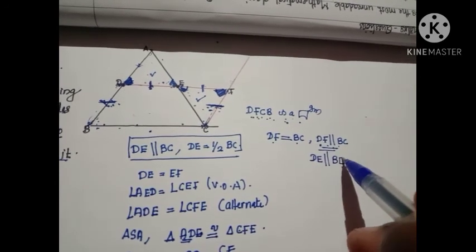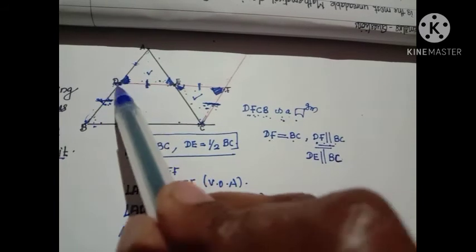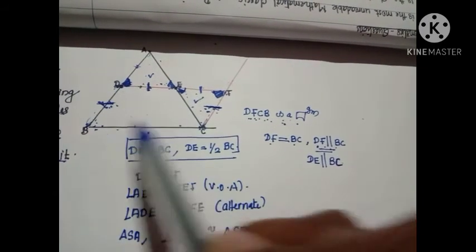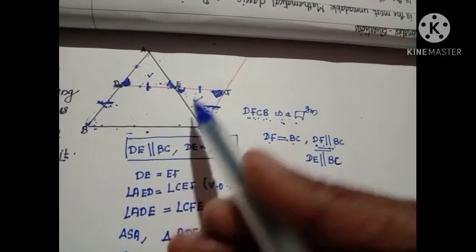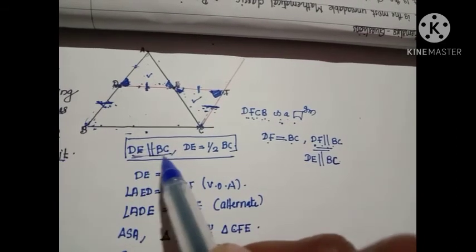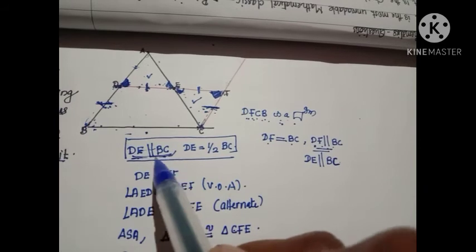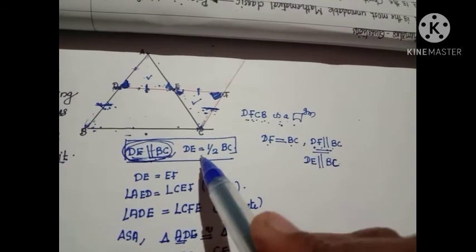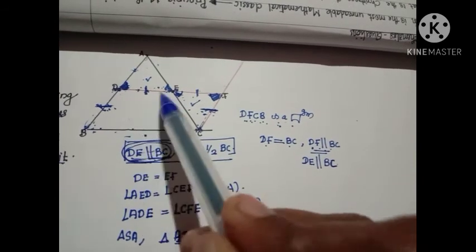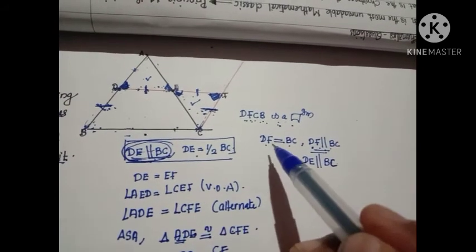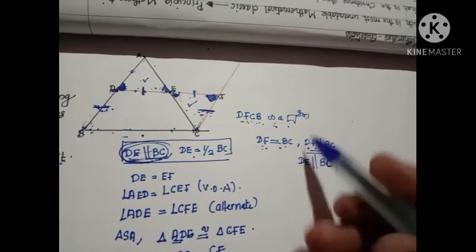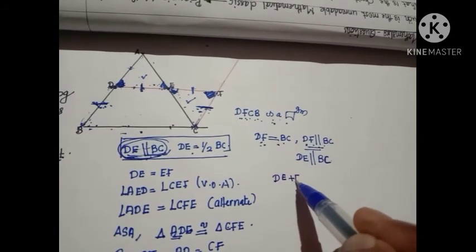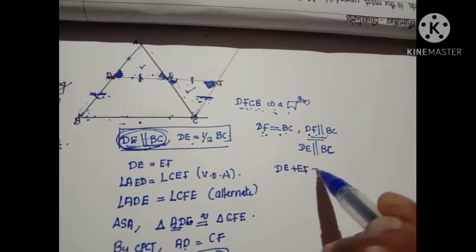So listen, DE is our line segment joining the midpoints. The BC side is our third side. So the line segment joining the midpoints is parallel to the third side. Okay. Now we need to prove this length is half of BC. So from here we can write, what is DF? DF is the combination of DE and EF, isn't it?